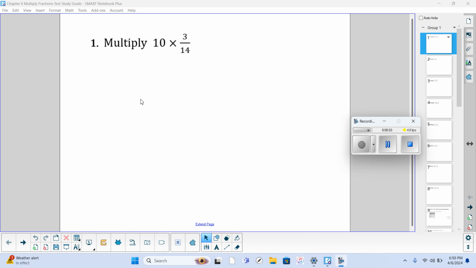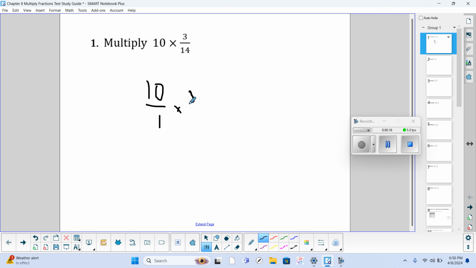So let's get started. 10 times 3 over 14 is the same as 10 over 1 times 3 over 14. So before I multiply, let me see if there's anything I can simplify. Well, sorry, let's clear that up, make it look a little nicer. Is there a number that goes into both 10 and 14? Yes, that number is 2.